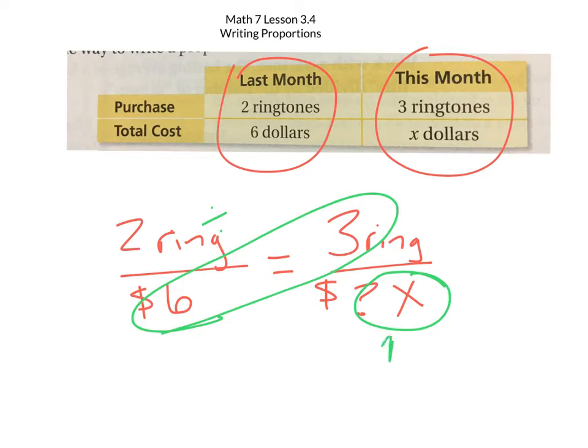So in order to find this missing value here, I'm going to say 6 times 3, which is 18. Divide that by 2. 9. So then if I bought 3 ringtones, it's going to cost me $9. That's all I had to do. Light bulb, done. We did like so many years. We put like multipliers. Nope. If you have equivalent fractions, cross multiply and divide.